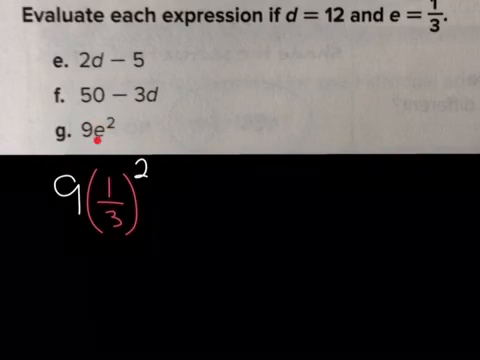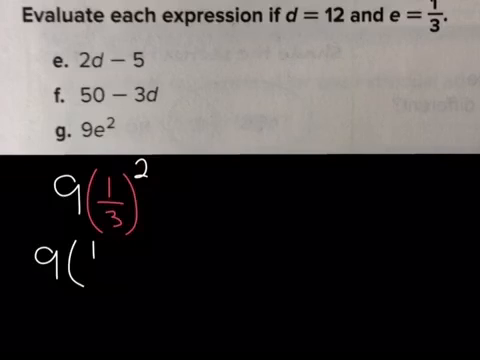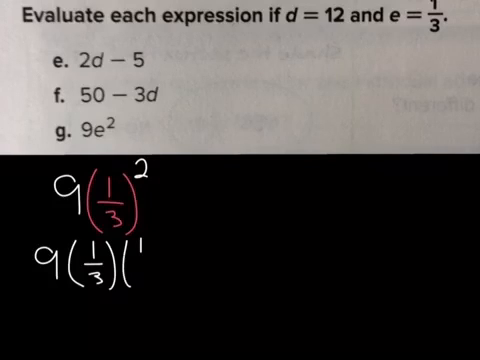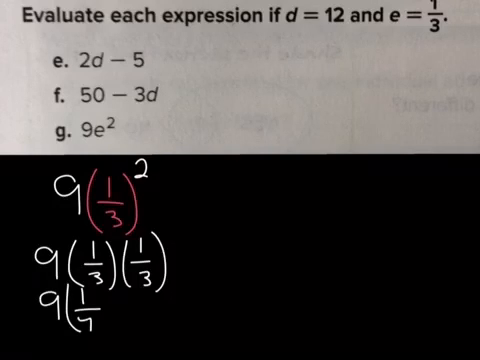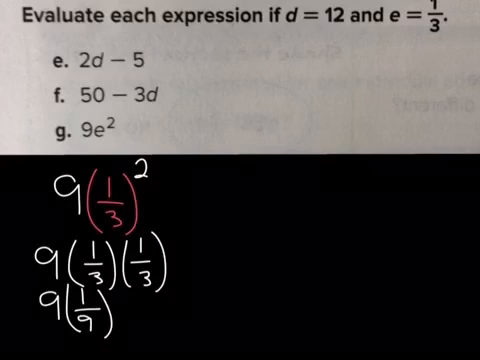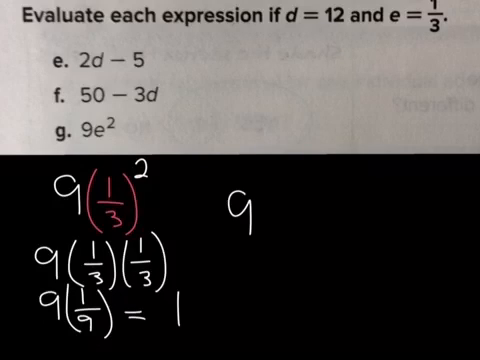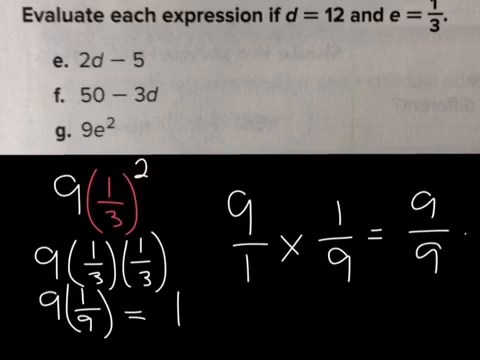And 9e squared, e is 1/3. So I've replaced my 1/3 there. Now it's going to look more like this. 9 times 1/3 times 1/3, right? 1/3 times 1/3 equals 1/9, so 9 times 1 over 9. And then 1/9 of 9. What is 1/9 of 9? Well, 1/9 of 9 is 1. Or if you were to actually multiply it out, you would put 9 over 1 times 1 over 9. And when you multiply it out, you get 9 over 9, which equals 1.